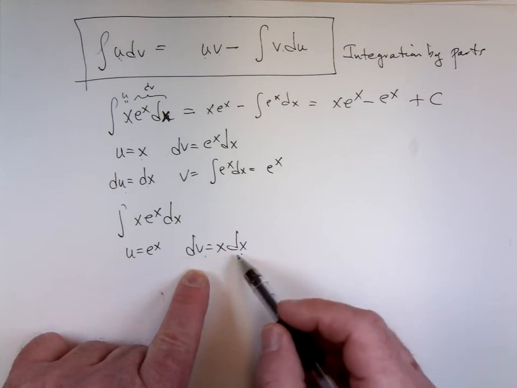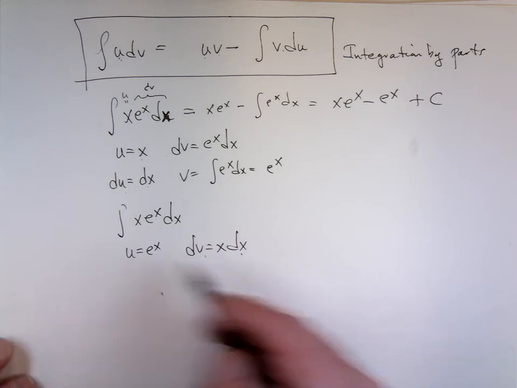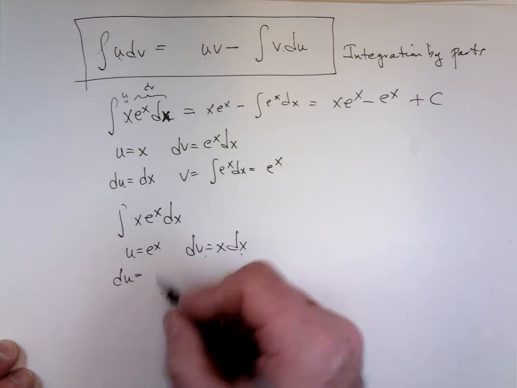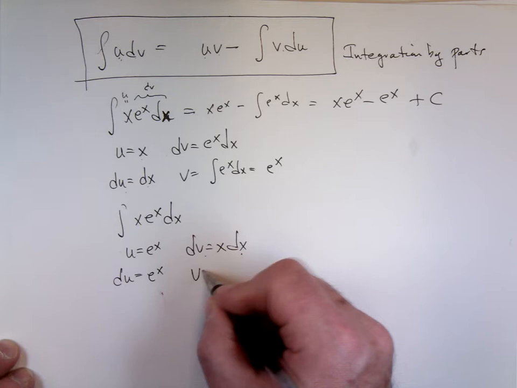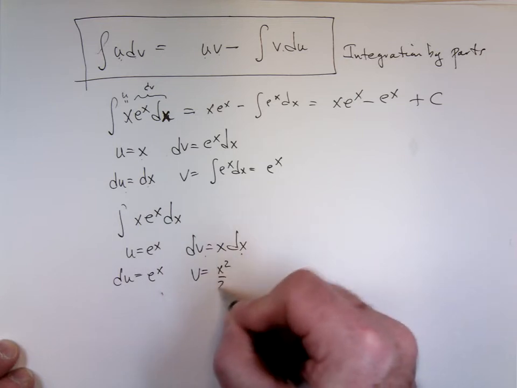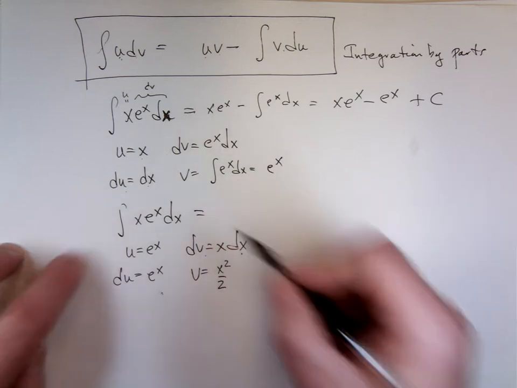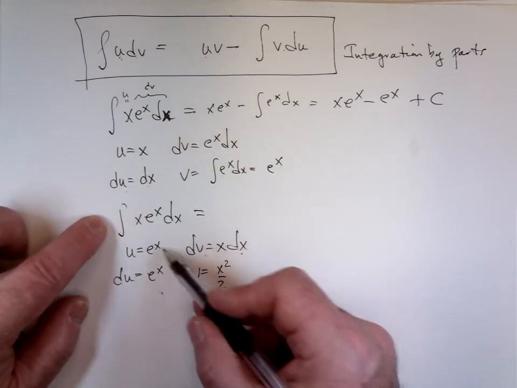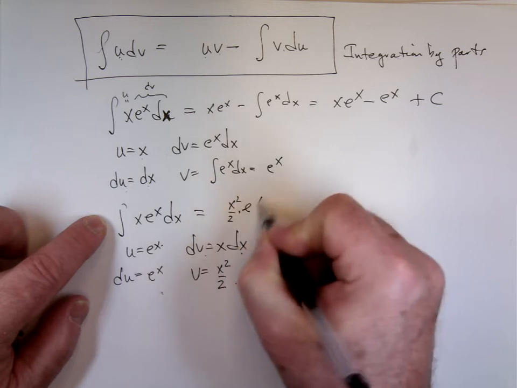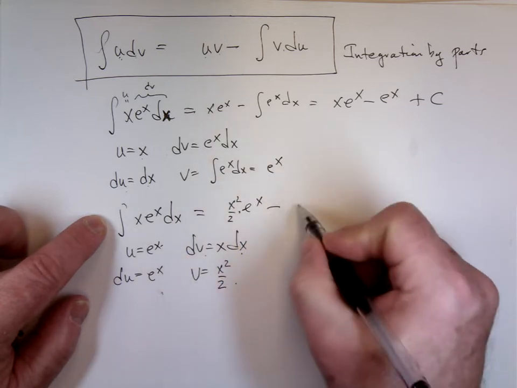Now, what's du here? What's the derivative of e to the x? E to the x. What's the integral of x dx? X squared over 2. So here's what we got. This integral is equal to uv minus the integral of v du.